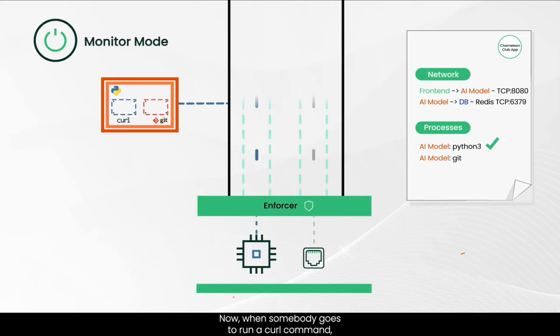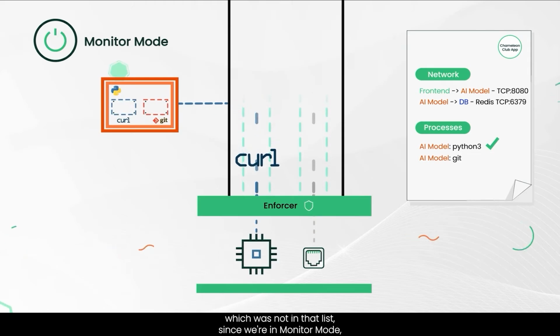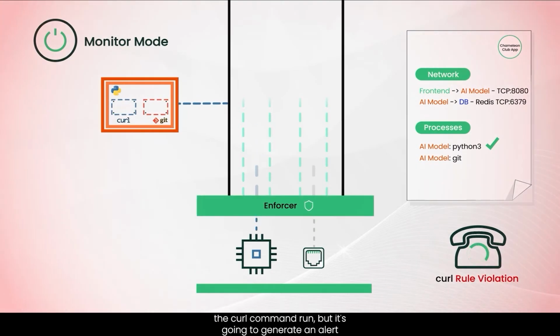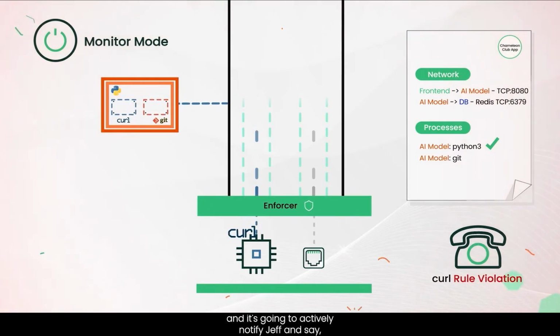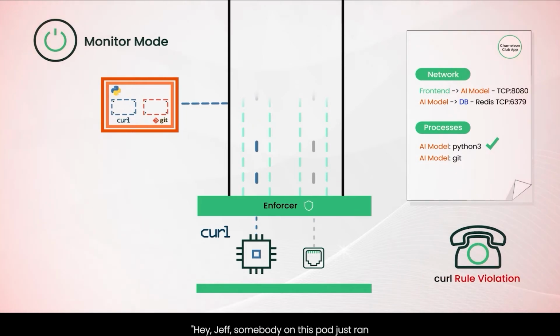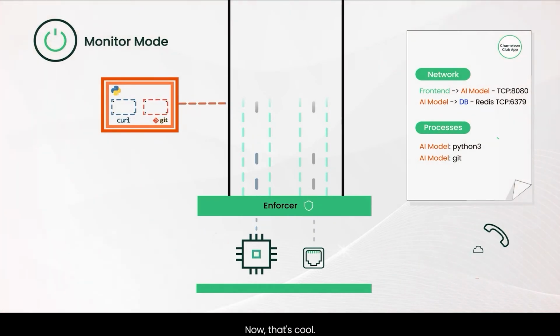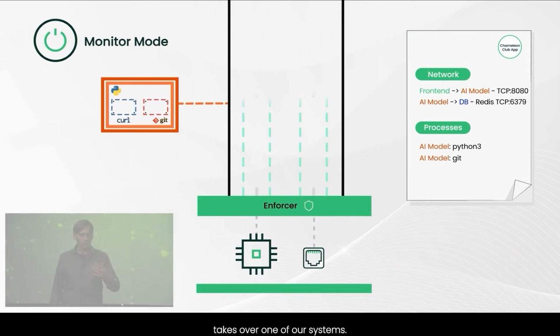Now, when somebody goes to run a curl command, which was not in that list, since we're in monitor mode, it's going to let the curl command run, but it's going to generate an alert, and it's going to actively notify Jeff and say, hey, Jeff, somebody on this pod just ran this curl command, just to make you aware. Now, that's cool. That's really nice. But what if we really want to lock things down and we just don't want to be notified? We need to make sure nobody actually takes over one of our systems.